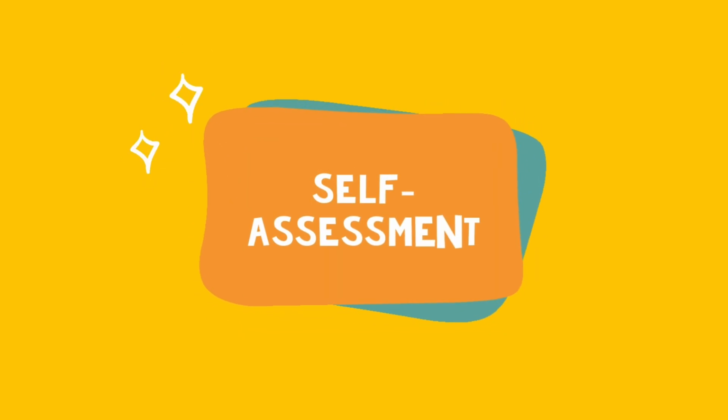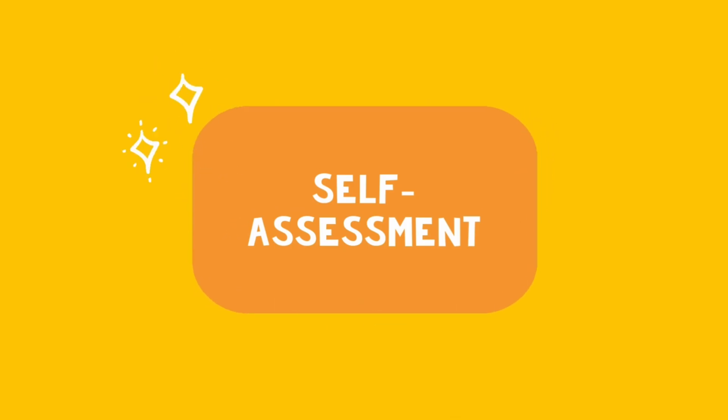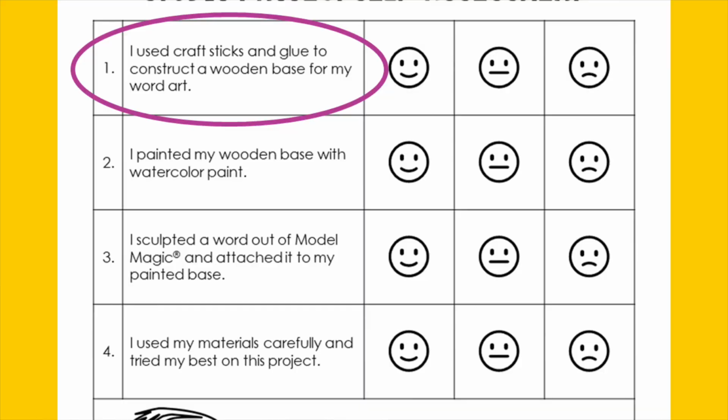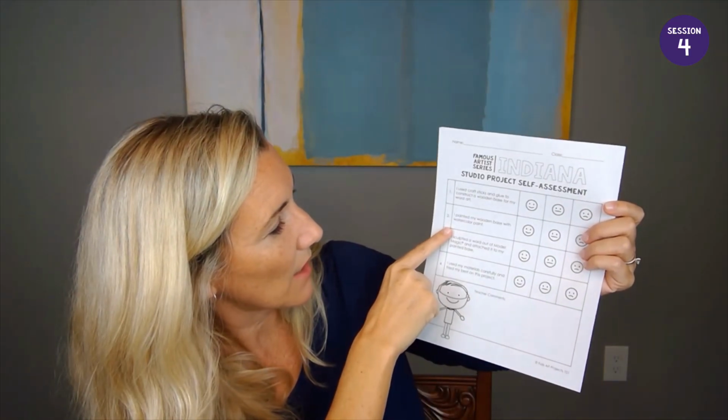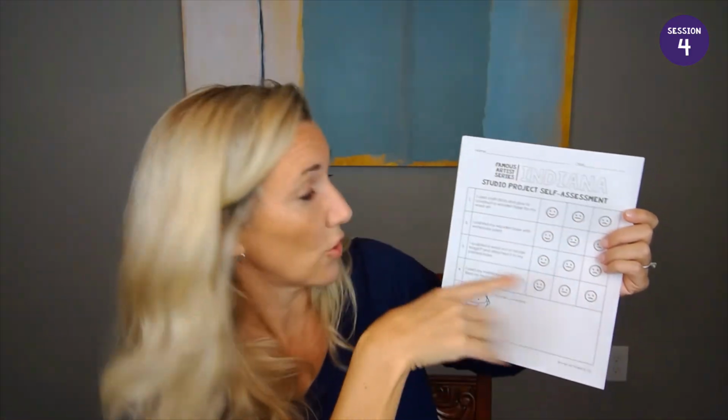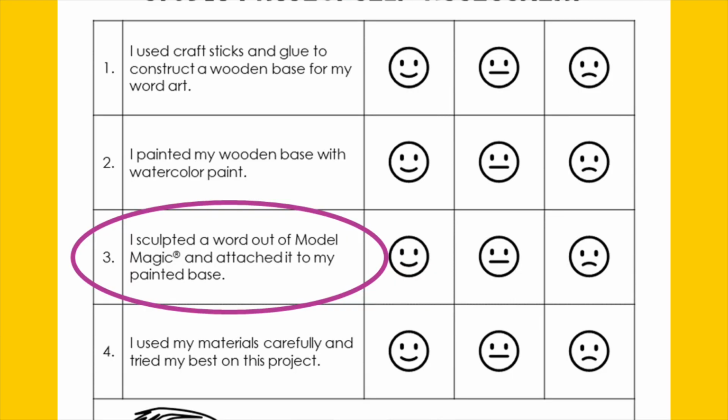So the final component is a self-assessment, and that's going to look like this, and we'll just go through the 4 components of this self-assessment. The first one says, I used craft sticks and glue to construct a wooden base for my word art. So that's really all about that session 2 studio component. The second one says, I painted my wooden base with watercolor. That is also happening in session 2. And then the third one says, I sculpted a word out of Model Magic and attached it to my painted base. So that's what's happening in session 3.